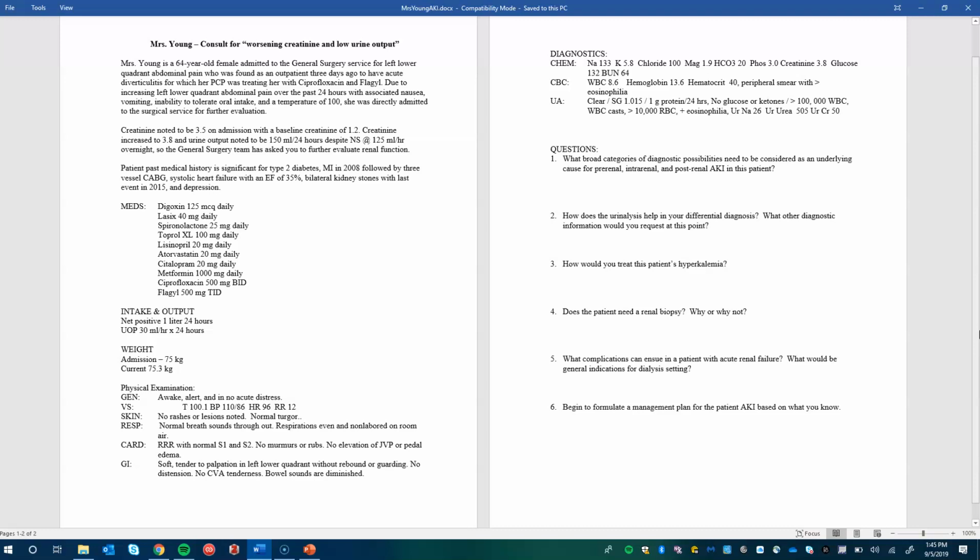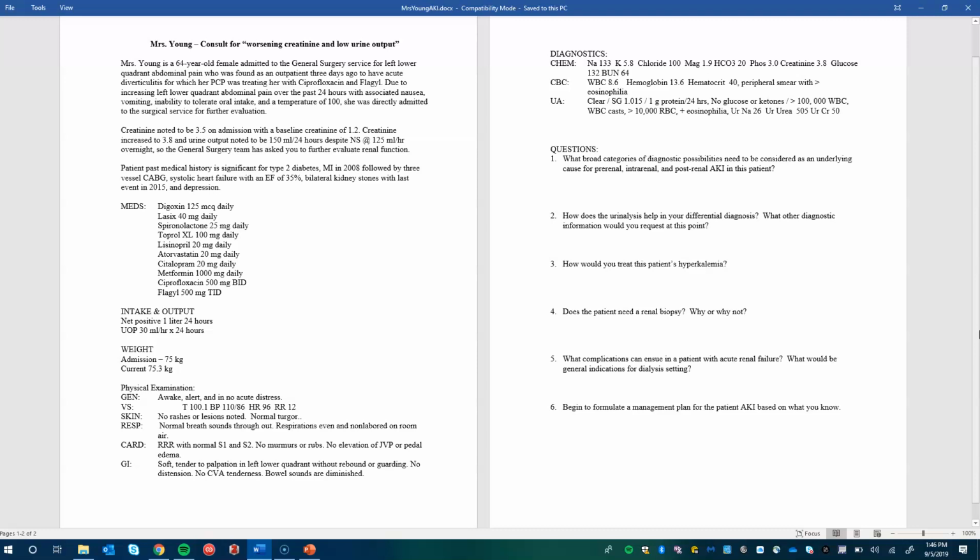And because she was still having nausea, vomiting, she couldn't eat or drink much, and a low-grade temp, she was admitted to the surgical service. Her creatinine was 3.5, and she runs a baseline of 1.2. And now she's 3.8. Initially, she was started on some IV fluids, 125 an hour. Was having some lower urine output.